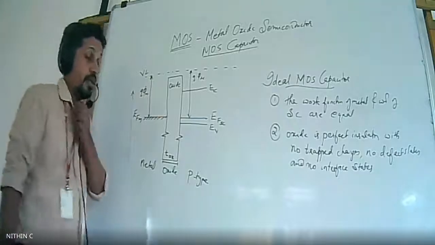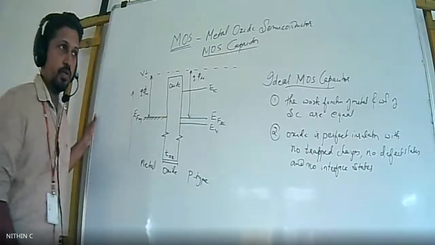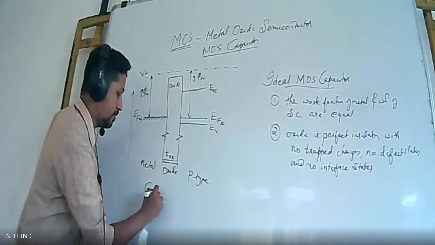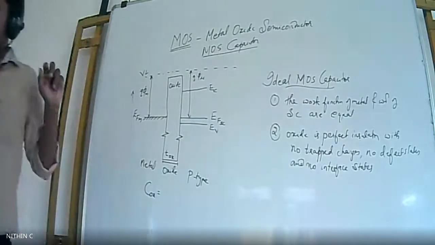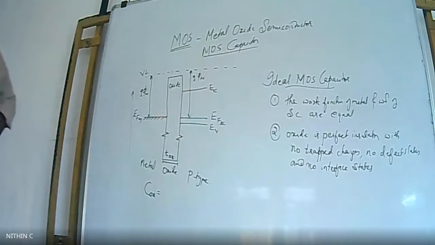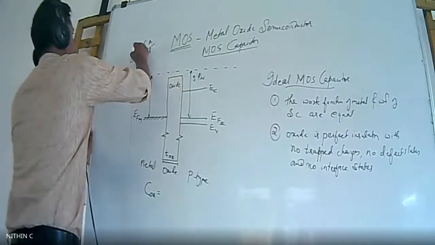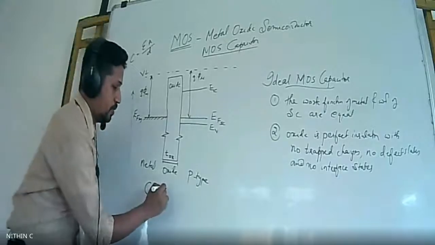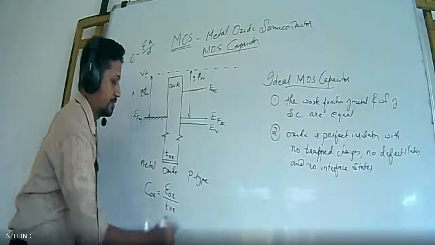If we need to find the capacitance of this oxide layer, how will we do that? We can write COX is equal to, what is the expression for capacitance? For a parallel plate capacitor, C is equal to epsilon A by D. I hope you remember. So you can write COX will be proportional to epsilon OX by TOX.